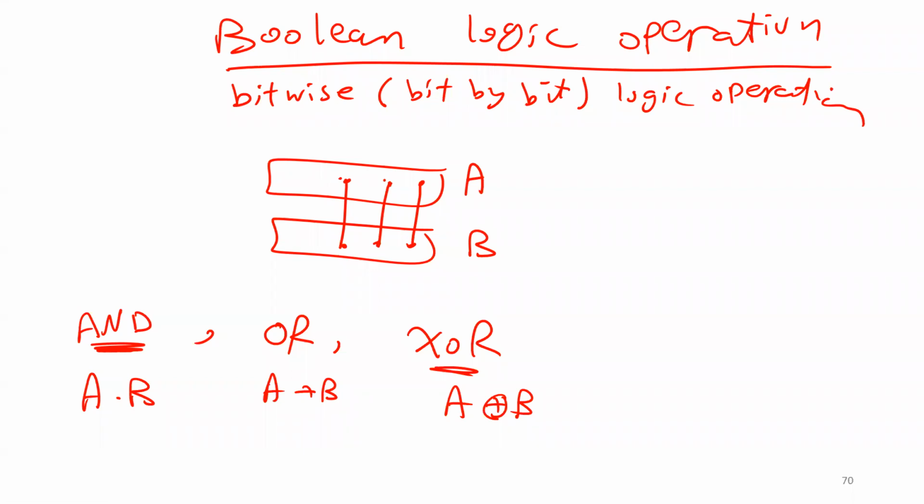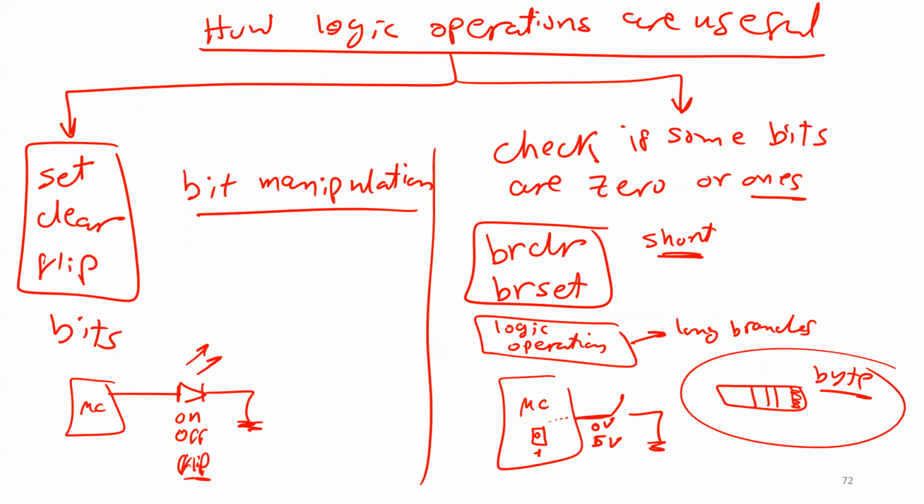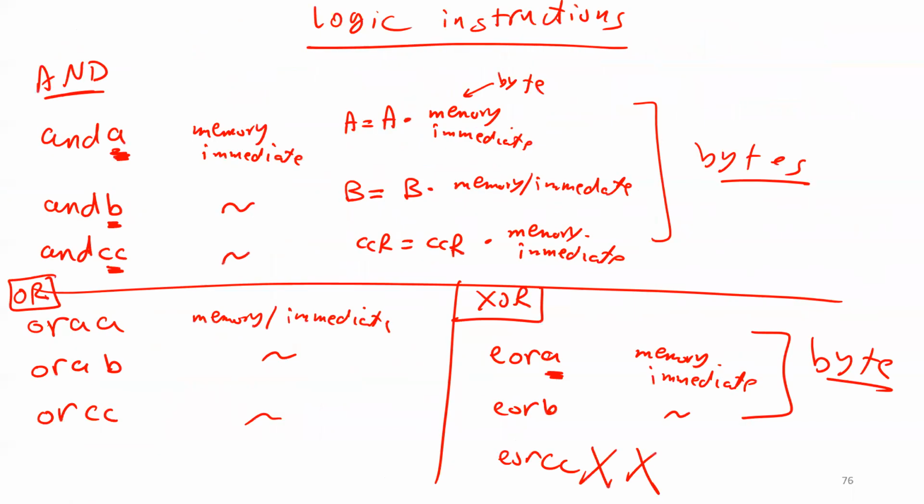What I started to explain last time, Boolean logic operations. I told you we have instructions to do logic AND, logic OR, and logic XOR. So it's bitwise: bit by bit AND, bit by bit OR, bit by bit XOR. So these are the instructions we have here.